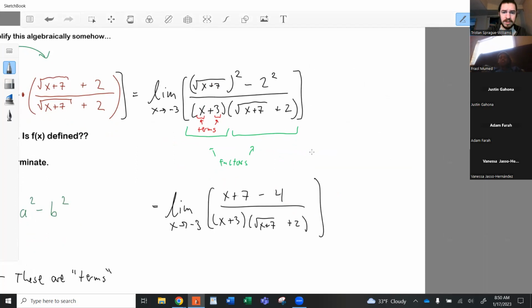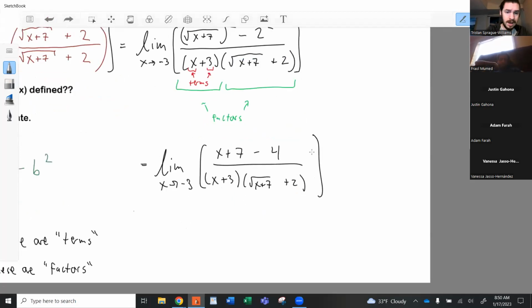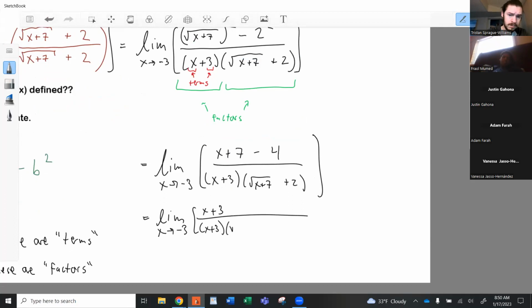So what happens here? The plus 7 minus 4, we can simplify, right? It just becomes plus 3, right? Plus 7 minus 4 is 3. So that's great, because we have that x plus 3 factor in the denominator, right? So now x plus 3 is a common factor in the numerator and denominator of this fraction. So we can cancel it out.